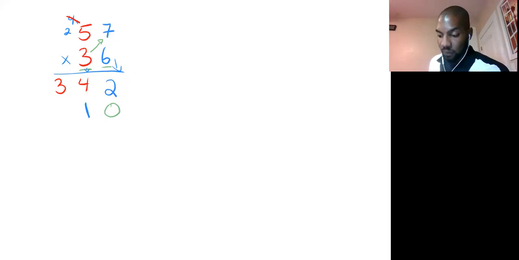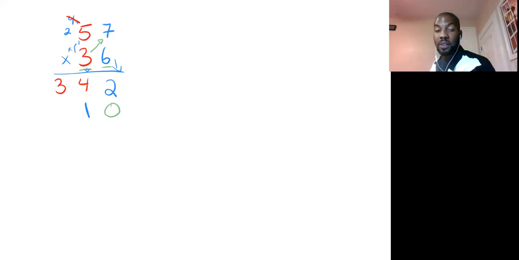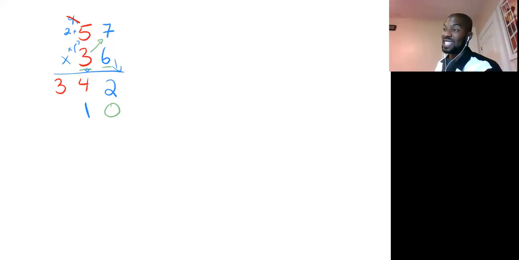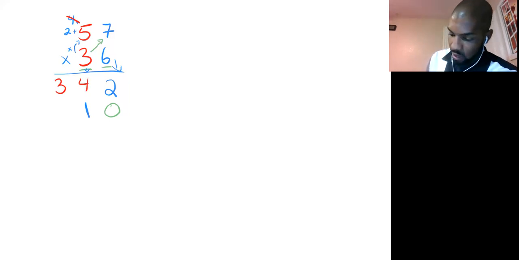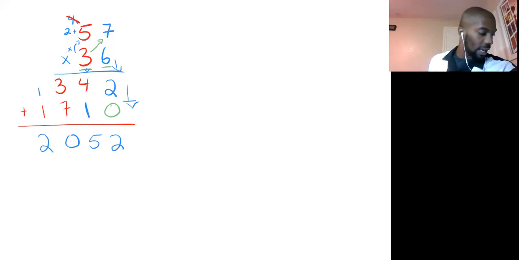And then I have 3 times 5, which is next. 3 times 5 is 15. And then that answer plus the 2. So 15 plus 2 is 17. So I just add the 1 and the 7 here for the 17. Then I add them together. And I go 2 plus 0 is 2. 4 plus 1 is 5. 7 plus 3 is 10, so I put the 0 here and move the 1 over. 1 plus 1 is 2. I should have 2,052. And that's how you do stacking.